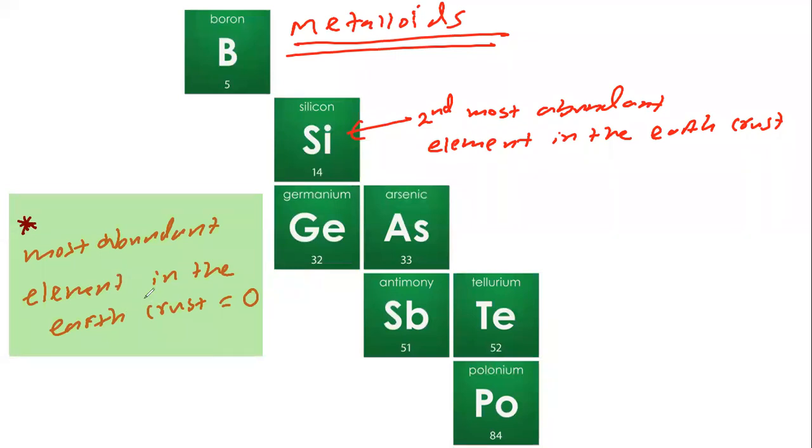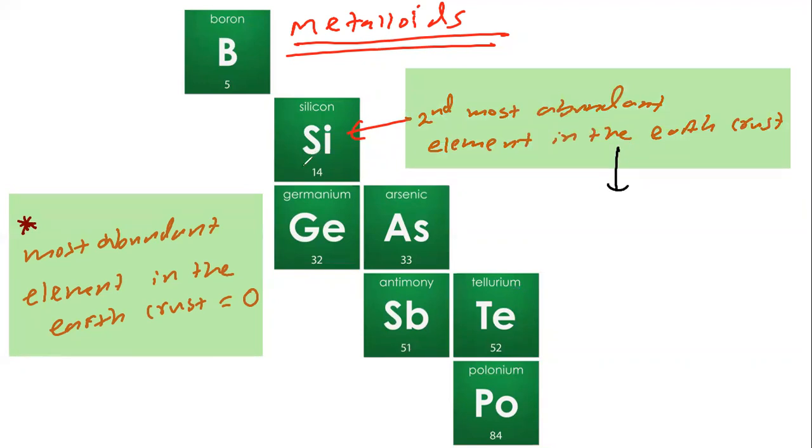Most abundant element in the earth crust is oxygen. Second most abundant element is silicon. So how does silicon exist in the earth crust? Because there is no point of just memorizing only the symbol of the metalloid. You should know where it exists in the earth crust and how it exists.